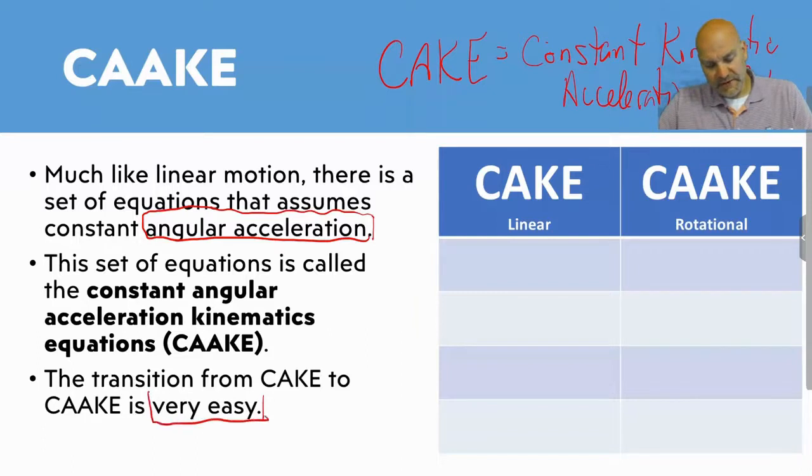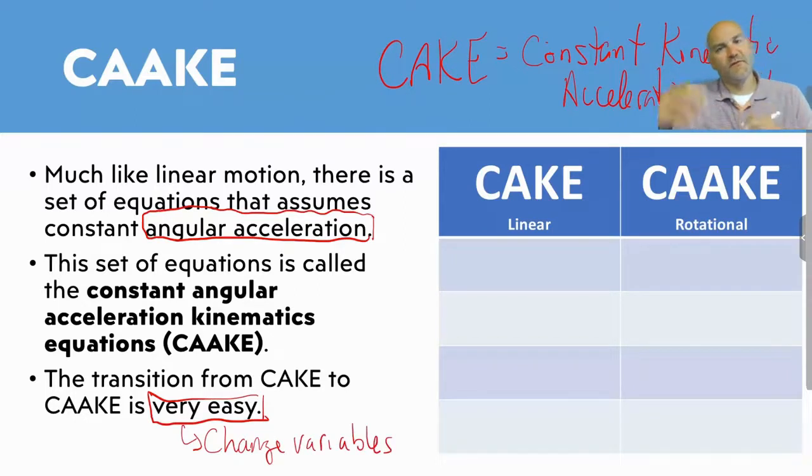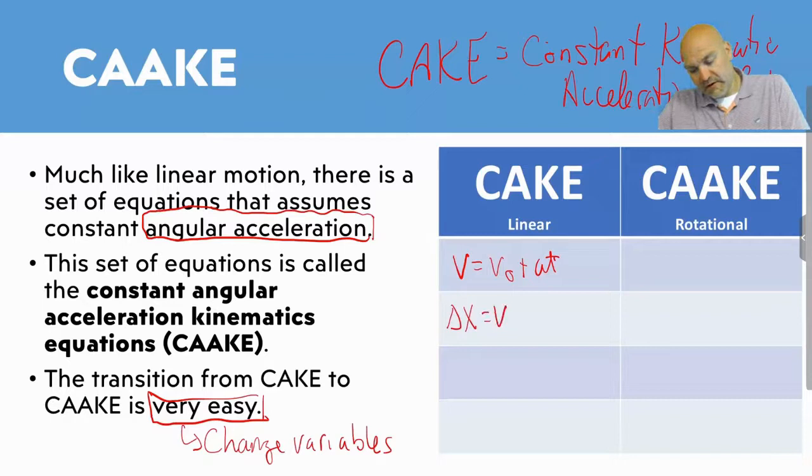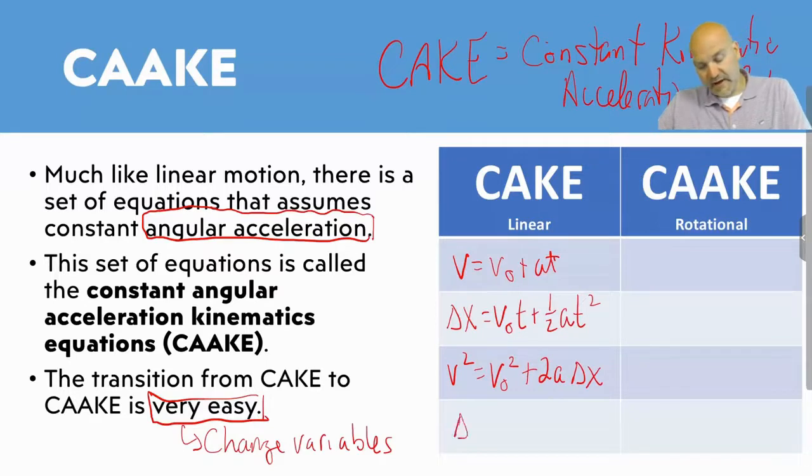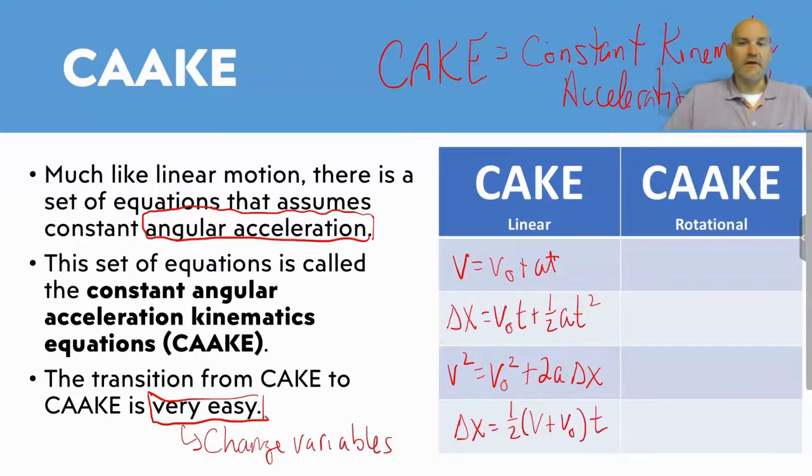Here's where it's easy. We just change the variables, going from our linear variables to our rotational variables. If we think about the kinematics equations, we have v equals v0 plus at. We have delta x equals v0 t plus 1/2 at squared. Then we have v squared equals v0 squared plus 2a delta x. And then we have delta x equals 1/2 (v plus v0) times t. Those are our constant acceleration linear equations.